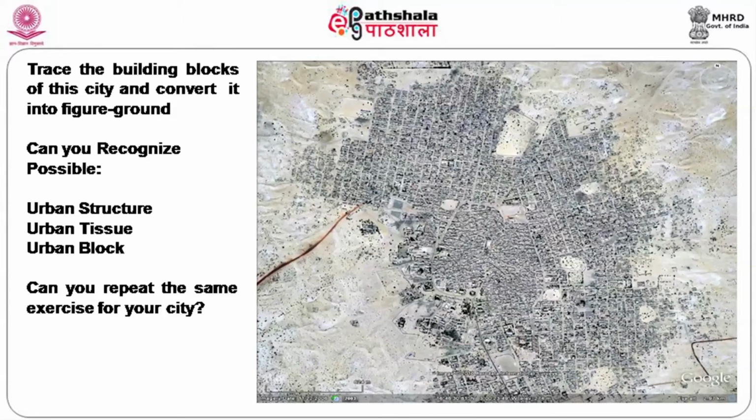Now, an exercise you can take up: I have given you a Google Earth image of the city of Timbuktu on the right. You will have to trace this and make a figure ground and try to recognize the possible urban structure, urban tissue, urban block. After that, you can take your own city and do it. Here it is very important to understand that there might be two cities having the same way in which the buildings come together, and therefore, the idea of grouping, though the experience may not necessarily be the same.